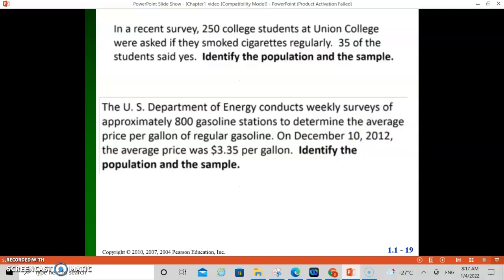Right? Here are some questions. You can identify which one is the sample and which one is the population. So I'm going to finish at this point and we'll see in the second lesson.